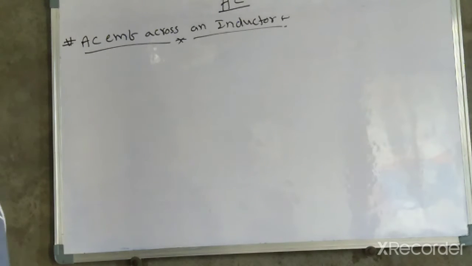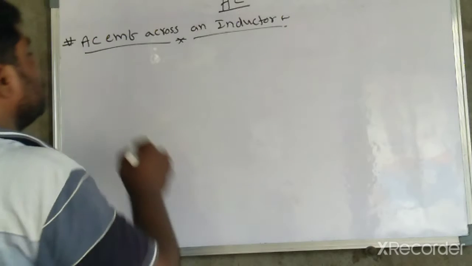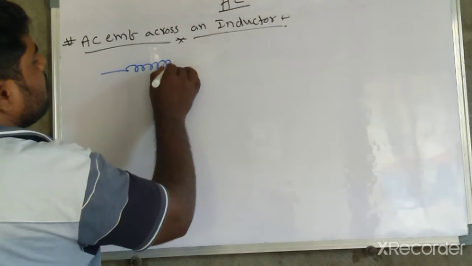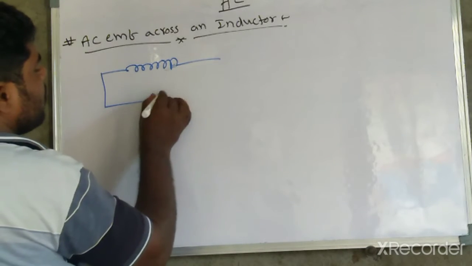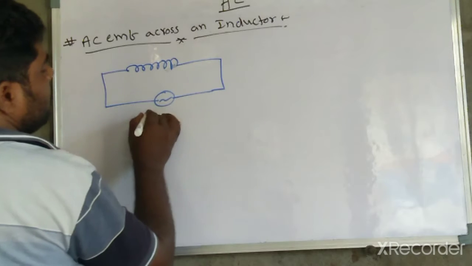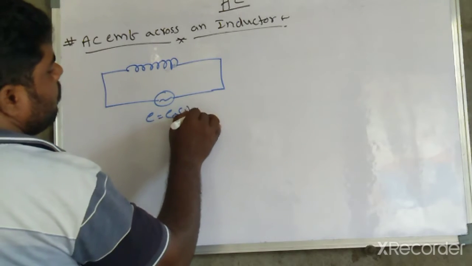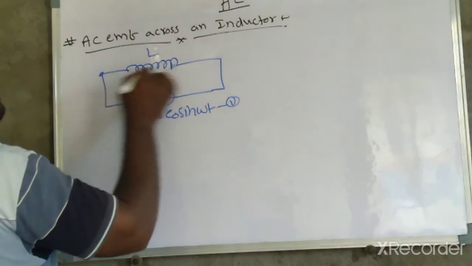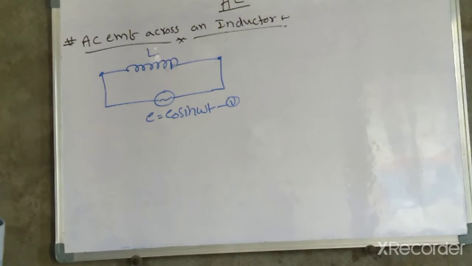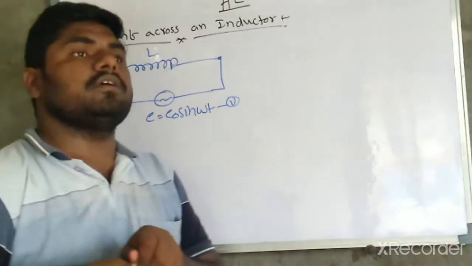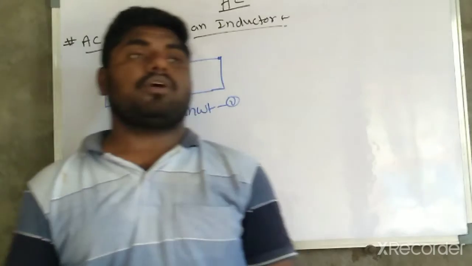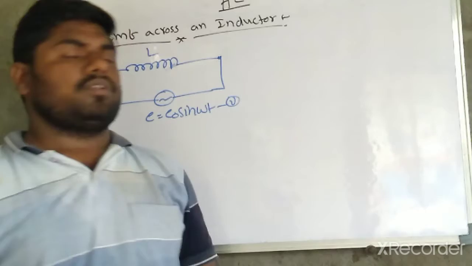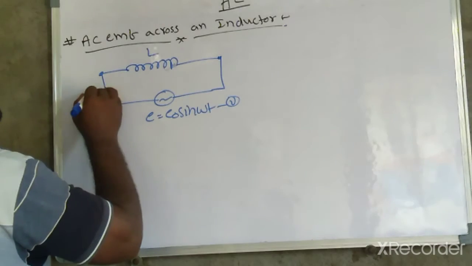Another important topic, AC EMF across the inductor. Let us consider this is one inductor, connected to an AC source. Here E is equal to E naught sine omega t. This is equation number 1. Across this inductor L, the EMF is, as we already studied in electromagnetic induction, L, the self inductance, into di by dt. Let us consider this is the current direction.